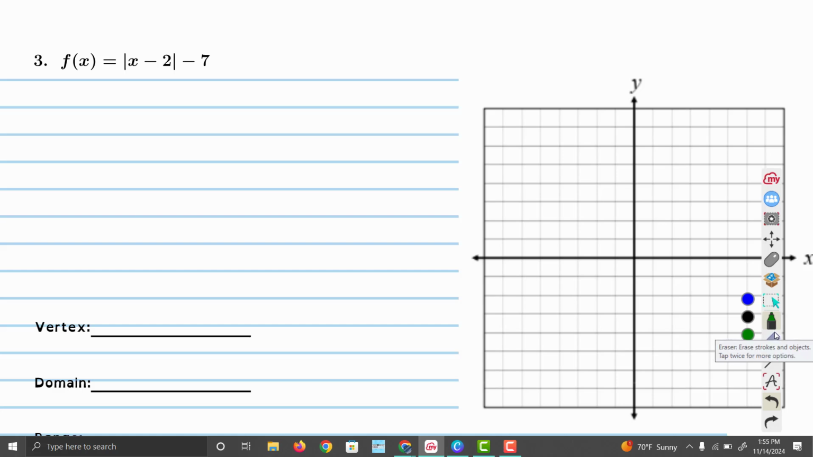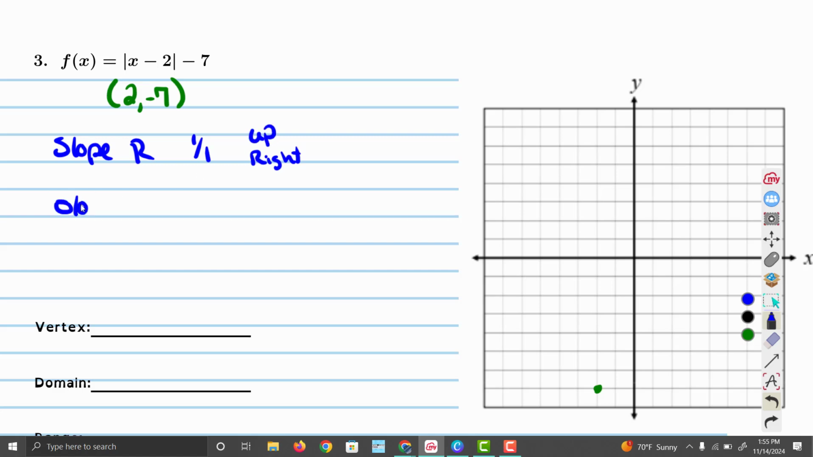So looking at number 3, we have to do our vertex, which is 2, -7. So go over to 2, go down to -7. And then my slope going right is +1/1. So that means that when I go positive and I'm going right, I need to go up.